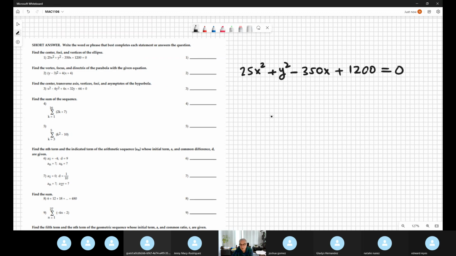It's obvious that it's an ellipse because it's x squared plus y squared. It doesn't matter that one is 25 and this is 1. Okay, so now complete the square. You select the x part, this and this, put together, and I factor out 25. 25x squared minus, then I divide 350 by 25, 14. And then you put a magic number to complete the square.